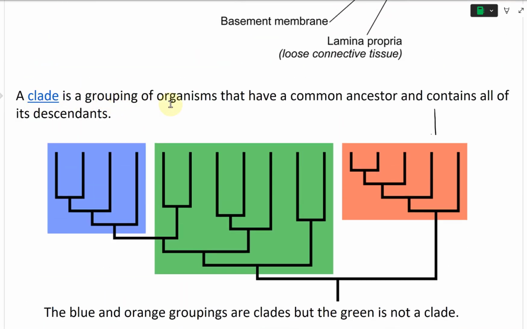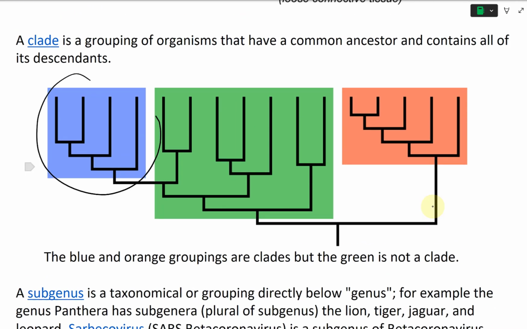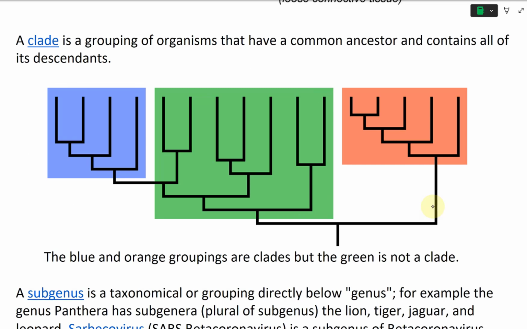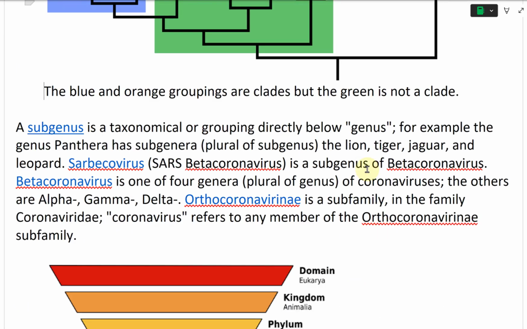And going further, so this forms a clade. And this is just a grouping of organisms that have a common ancestor and contains all of its descendants. For example, the blue and orange groupings are clades, but the green is not a clade. In other words, this blue contains all of its descendants, so that is a clade. And likewise, the red also contains all of the descendants, that's called a clade. But the green is not, because there is this part right here, so it does not contain this segment here. But then again, you can make the blue and green a clade, or you can make this entire thing a clade as well, because they'll contain all the descendants. So again, that's just a taxonomical grouping setup.